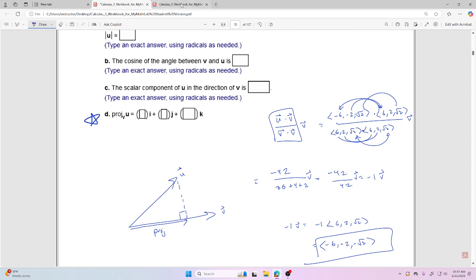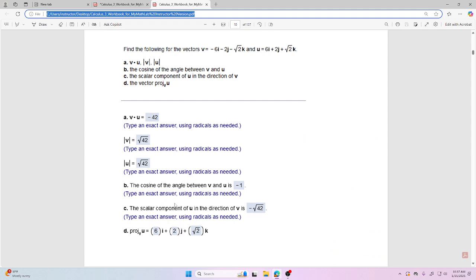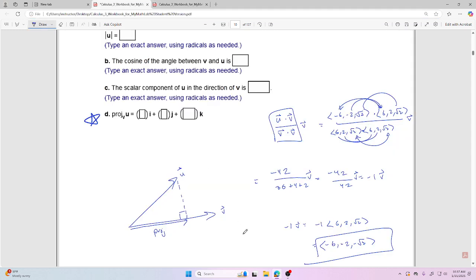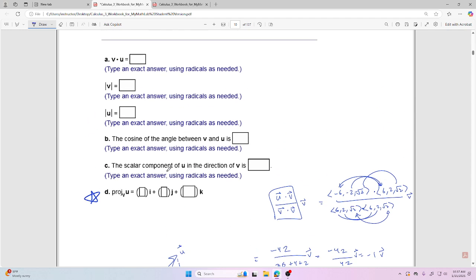Here we go. I'm just going to flash it right quick. 6, 2, square root 2. But why do I have negatives? They have positives. Was it negative 42? Yeah. Why do they have positives, not negatives? I'm going to have to go look into that. I don't know actually. We're going to figure it out.